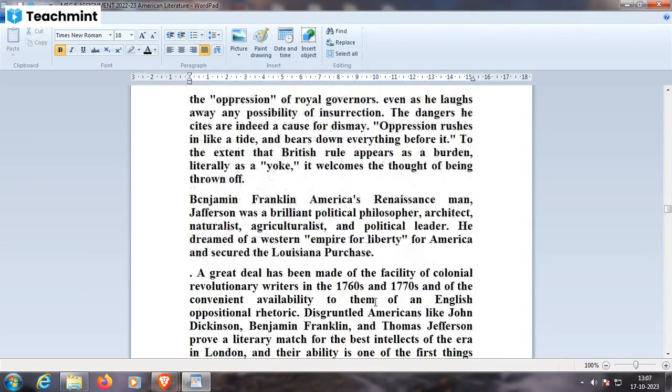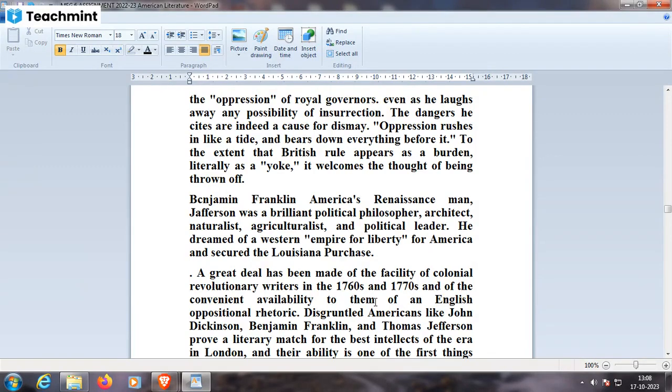Now, Thomas Jefferson, American Renaissance man. Jefferson was a brilliant political philosopher, architect, naturalist, agriculturist, and political leader. He dreamed of a Western empire for liberty for America, and secured the Louisiana Purchase.